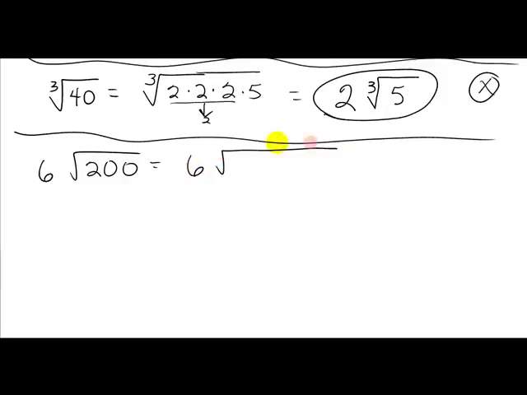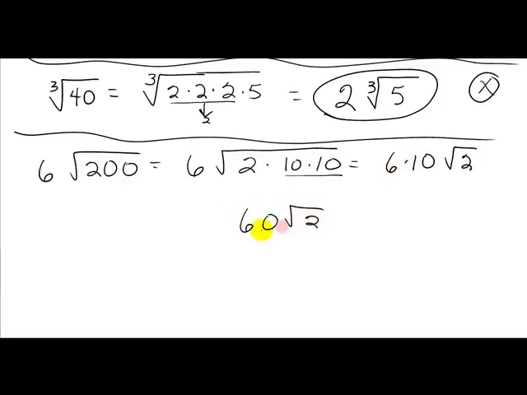So let's go ahead. I'm going to break down 200. I know that's 2 times 100, so I have 2 times, and 100 is 10 times 10. We're looking at the square root, so I'm going to take these 2 out as 1. So I end up with 6 times 10 times the square root of 2, and I want to finish that out. So we would have 60 times the square root of 2 as our final simplified answer.